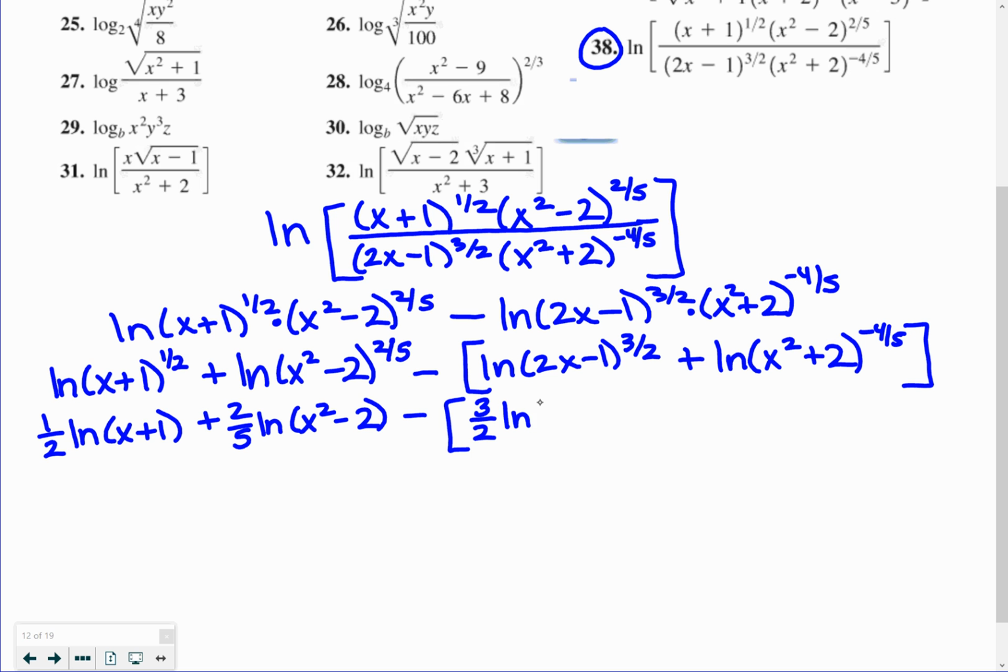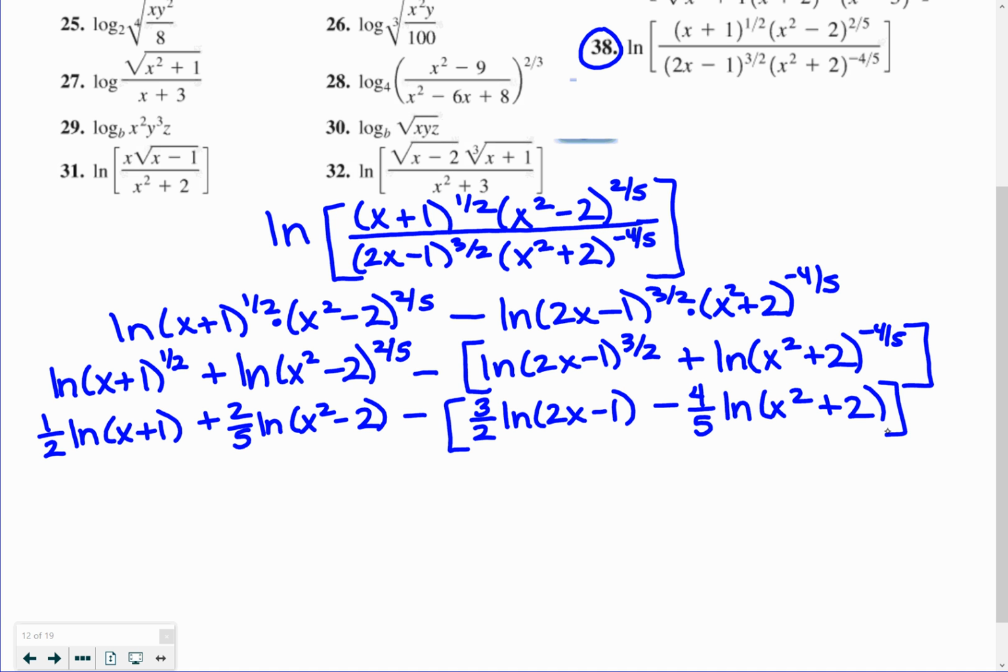3/2 natural log 2x minus 1. And if I bring a negative 4/5 down in front of that last term, it's going to be a minus 4/5 natural log x squared plus 2. And again, the only other thing you could do, an optional step, is distribute the negative through, but that doesn't make it more or less expanded, which is the goal of this problem. So you can stop there.